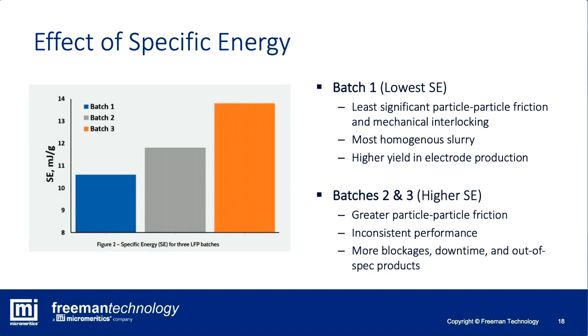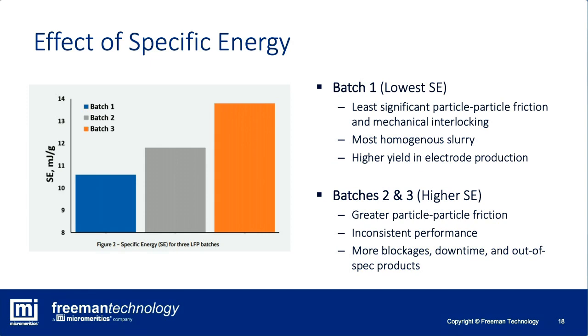So in this example, we've got 3 batches of lithium-ion iron phosphate, and the first batch performed the best, which we can see based on its lower specific energy, implying that it has the least significant interactions between the particles in terms of friction and interlocking. Thus, it yielded the most homogeneous slurry and had better yield in the electrode production.